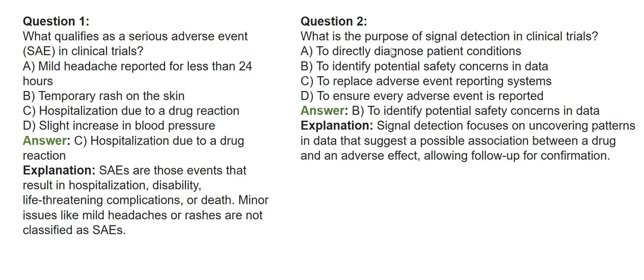Question 2. What is the purpose of signal detection in clinical trials? A, to directly diagnose patient conditions; B, to identify potential safety concerns in data; C, to replace adverse event reporting systems; or D, to ensure every adverse event is reported? Well, it is definitely B, as being proactive through signal detection to identify potential safety concerns in data. Signal detection focuses on uncovering patterns in data that suggest a possible association between a drug and an adverse event, allowing follow-up for confirmation.